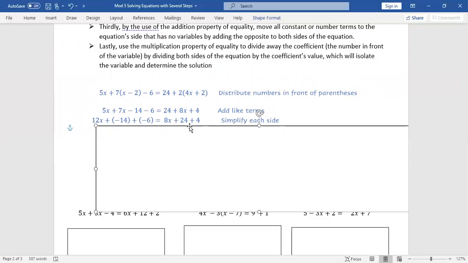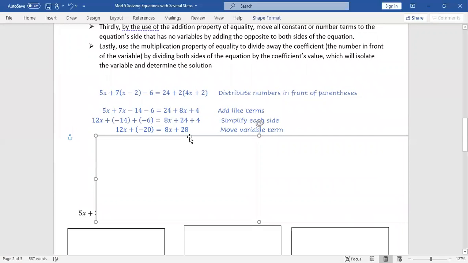So 5x and 7x are like terms, and they add to equal 12x. I'm adding the coefficients, the number in front of the x's. My constant terms are negative 14 and negative 6. I can change that to add the opposite, so really I'm adding negative 14 plus negative 6, and I get negative 20. On the right-hand side, my only like terms are the constants, 24 and 4. Those add together to get 28.